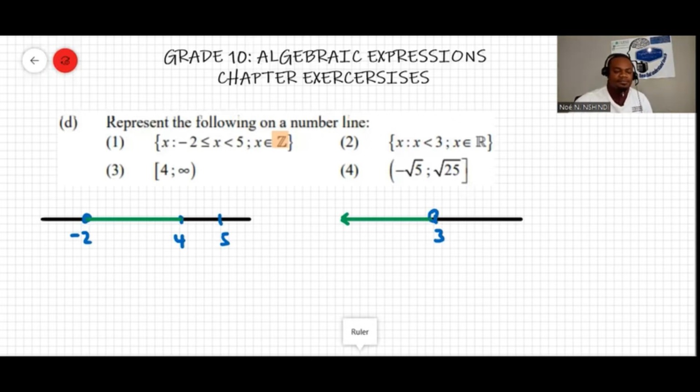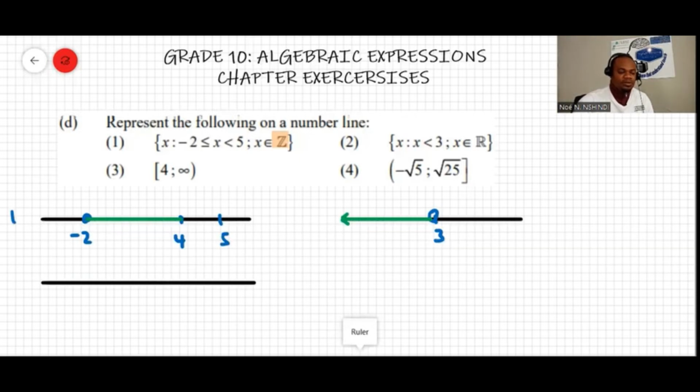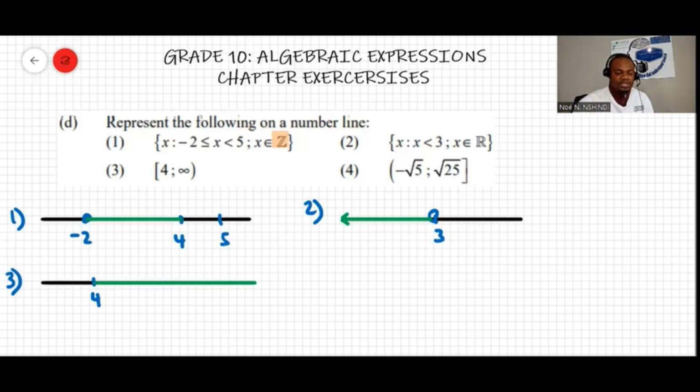Now question 3, I'm gonna draw my number line also. That was question 1, 2, and now 3. And they said here the lowest interval is 4, and then the upper is infinite. So the critical value here is just 4. I say 4 there, and then it goes from 4 to infinite. So my solution will be like this. On the number line, it goes like that to infinite.